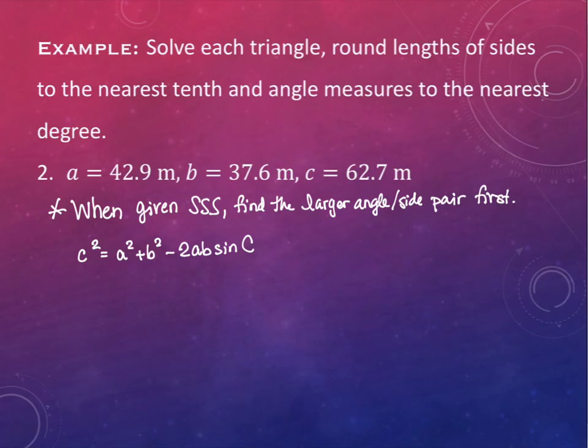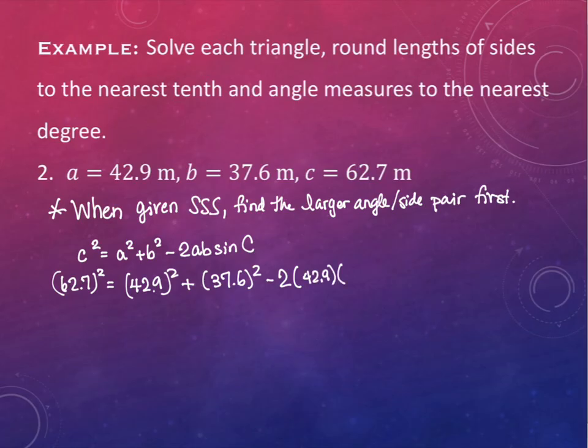All right, so we have side C, which is 62.7 squared. Side A is 42.9 squared. Side B is 37.6 squared. Then I have minus 2 times A, which is 42.9, times B, which is 37.6, sorry.